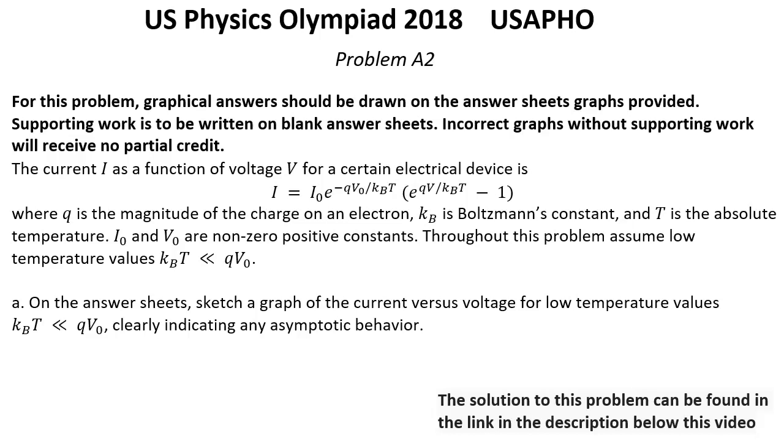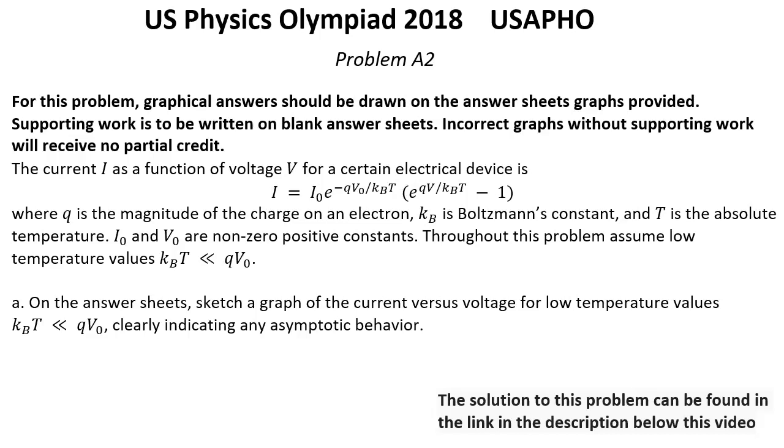The current I as a function of voltage V for a certain electrical device is given by the following, where Q is the magnitude of the charge on an electron, kB is Boltzmann's constant, and T is the absolute temperature. I0 and V0 are non-zero positive constants. Throughout this problem, assume low temperature values, kBT much less than QV0.